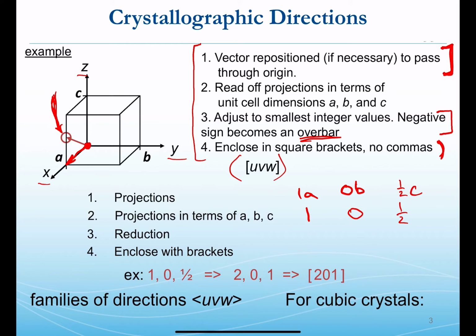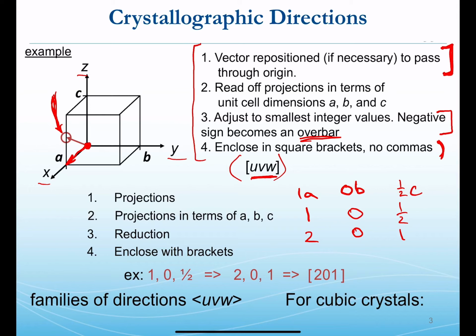In order to eliminate the fraction, we do not want fractions in our syntax. We need to multiply everything by 2, the denominator in that fraction. So we will end up with 2, 0, 1 as our reduced form of the coordinates of where that arrowhead was located, representing the direction in this cell.